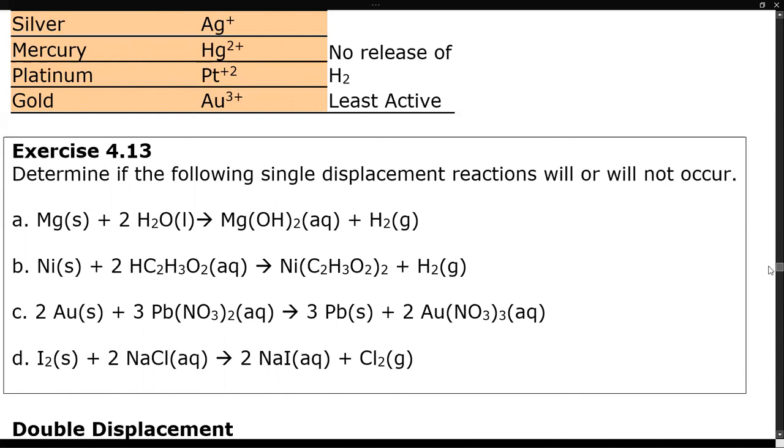Gold versus lead. Now, gold, you can still see the bottom of the activity series there. It's at the very bottom. Gold is very difficult to oxidize, so much so you still see it on the bottom of the seafloor from when some of those Spanish ships crashed in a hurricane or something. And so it's very notoriously difficult to oxidize. And so that reaction will not occur as written. Iodine trying to displace chlorine. Iodine is below chlorine in the column, therefore it's less active, and so that reaction will not occur as written either. And so then we'll move on to double displacements in the next video.